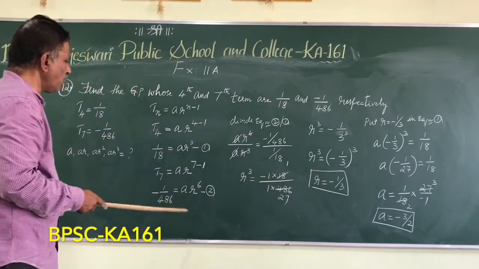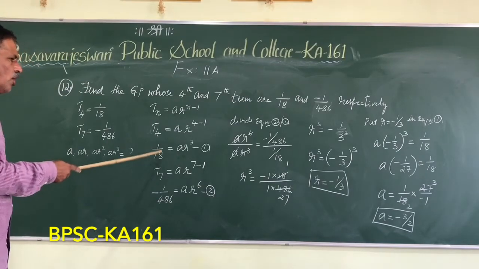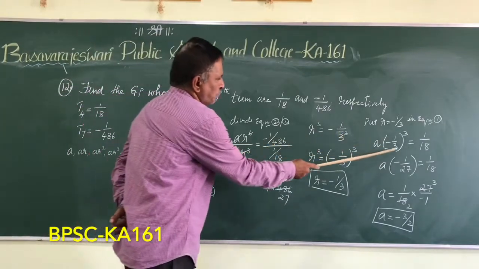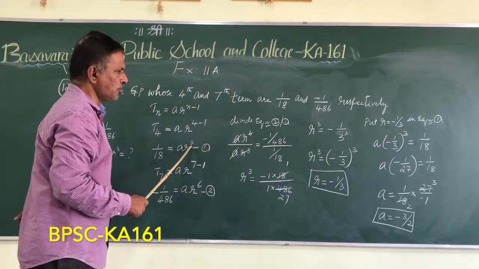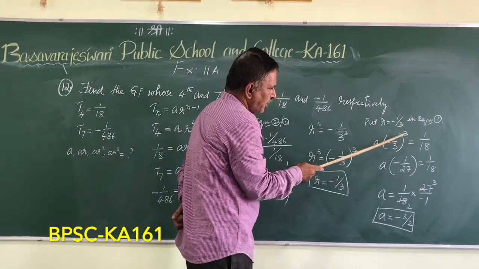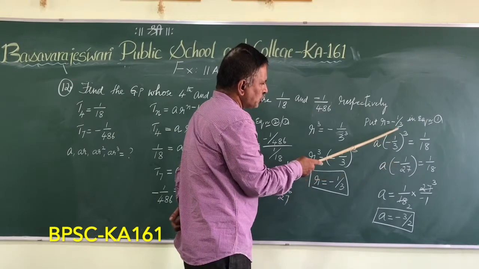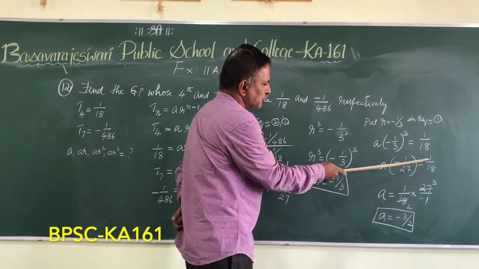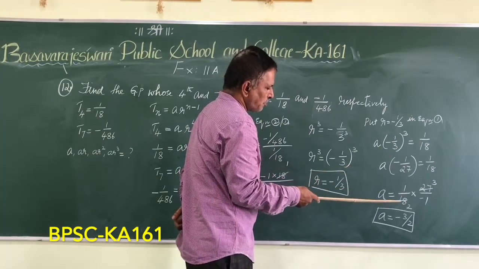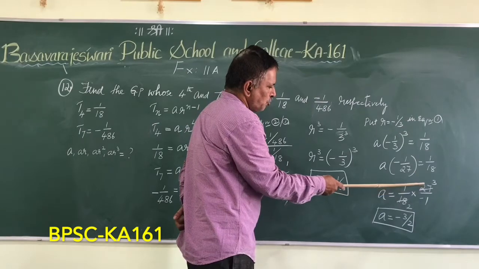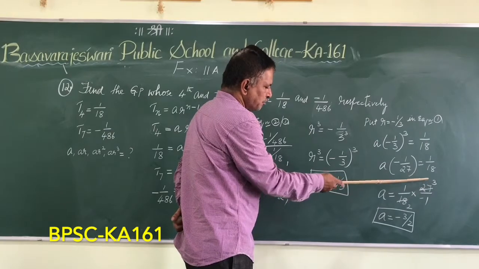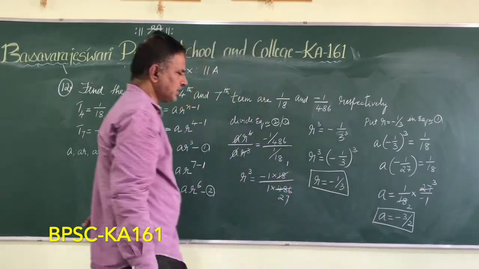So substitute the R value either in equation 1 or in equation 2. I have preferred equation 1. R is minus 1 by 3 whole cube, because it is cube only, which is equal to 1 by 18. Since it is odd number, negative sign will be negative only. So 1 cube is 1, 3 cube is 27, which is equal to 1 by 18. After sending on the other side, or by taking the reciprocal method, I will get 1 by 18 into 27 divided by minus 1. Both will go with 9 table, 9 2 times, 9 3 times. Hence I will get A value as minus 3 by 2.